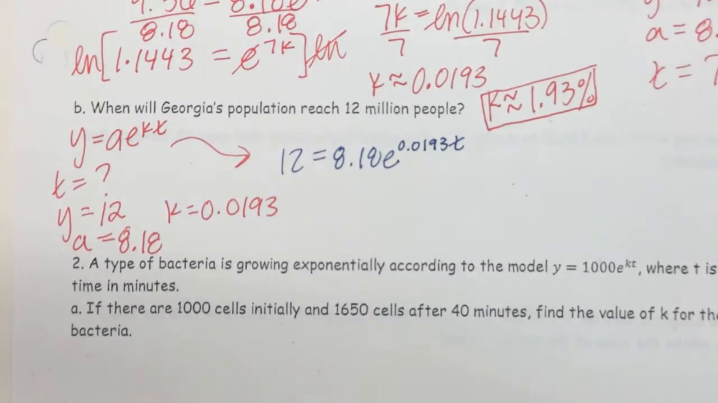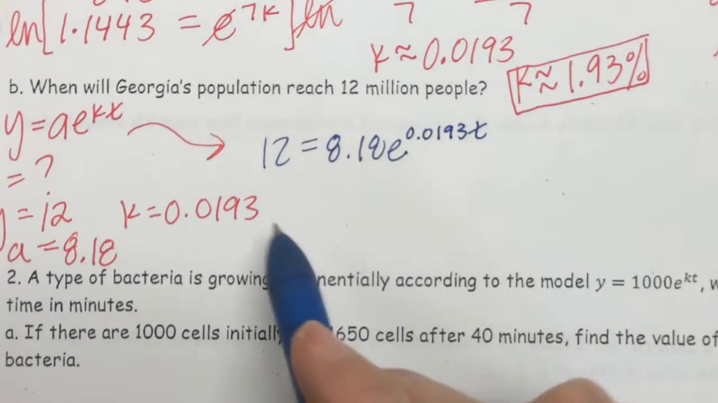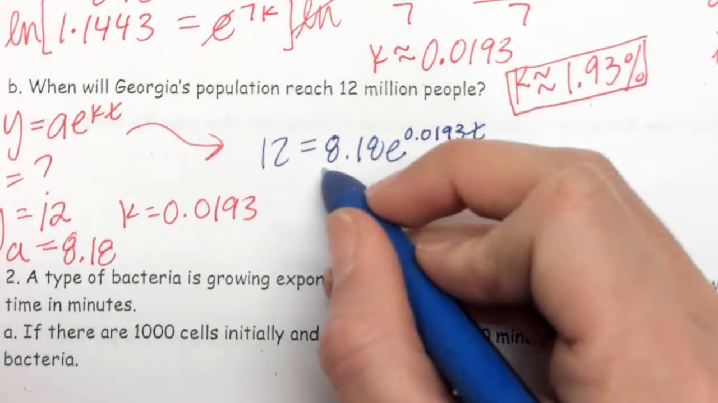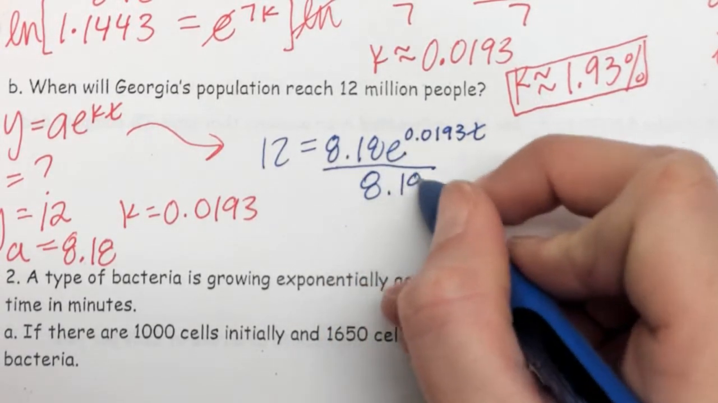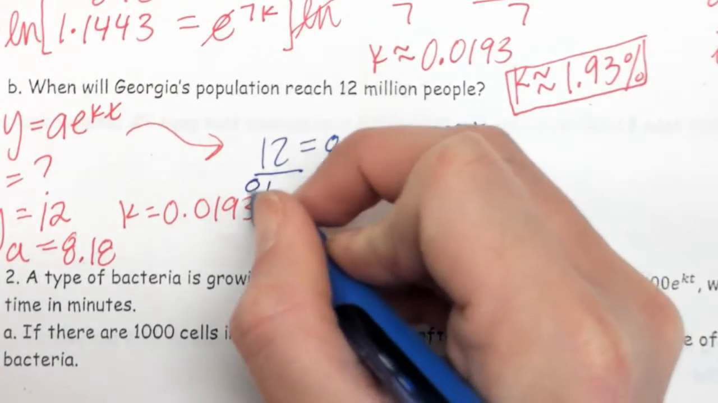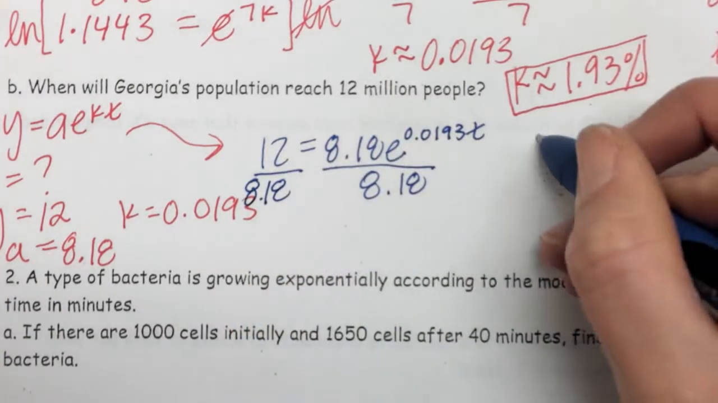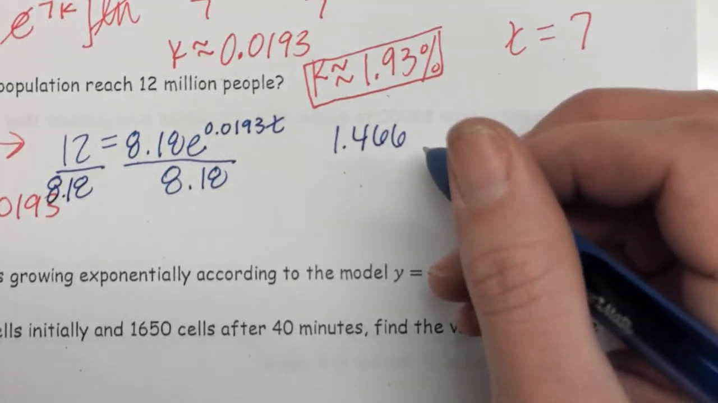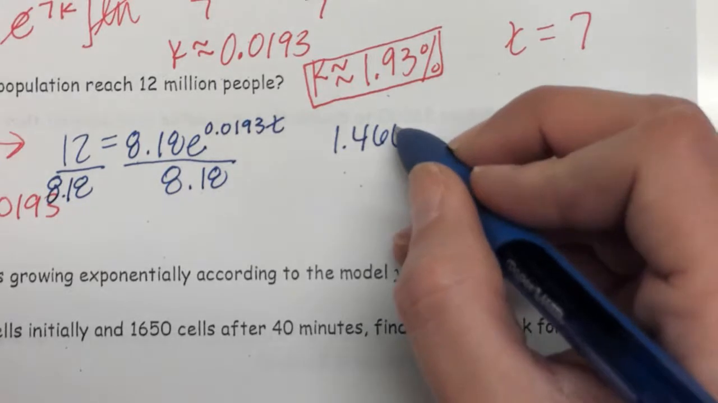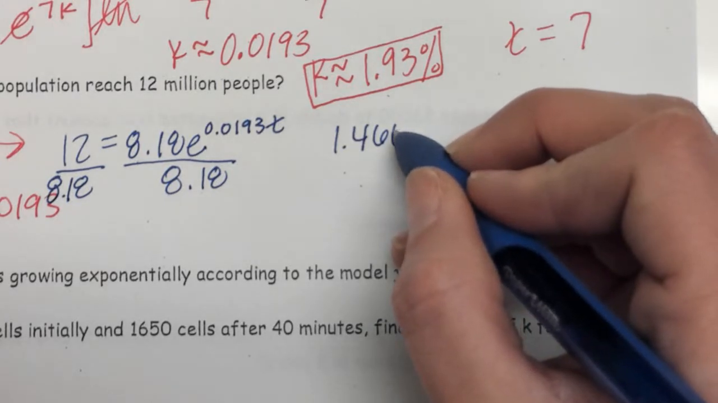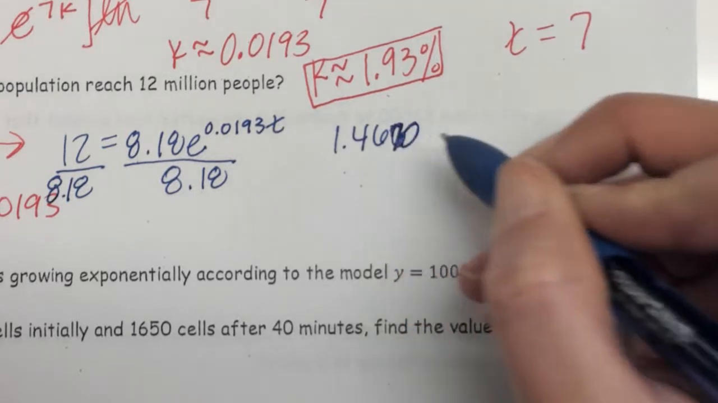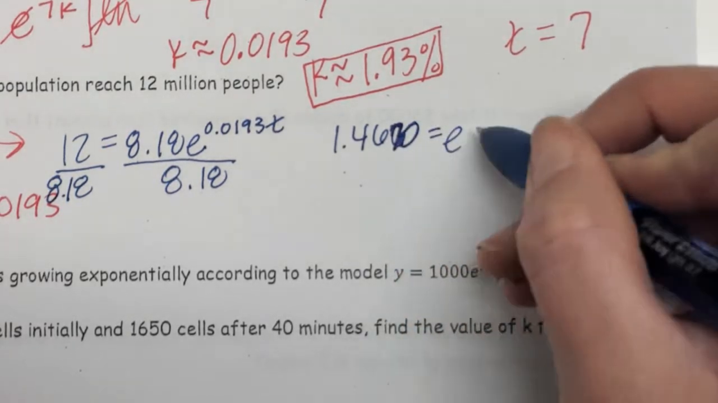Alright. Sierra, what'd you do first right here to start solving for t? Divided into... Alright, so what did that give you on the left side? 1.46. What'd you get? 70 right here. Alright.